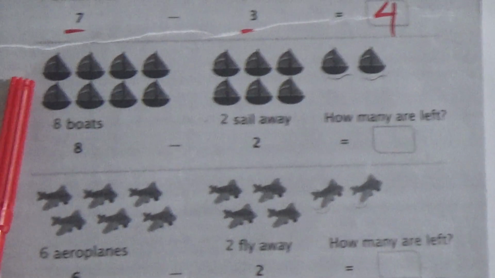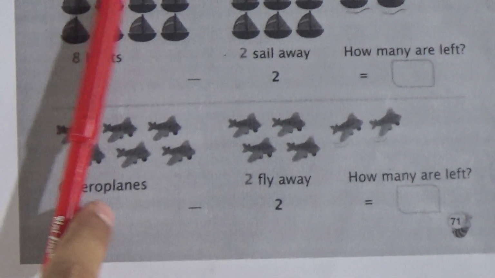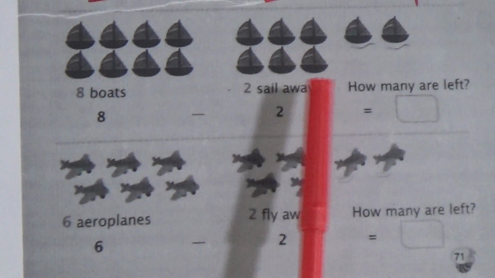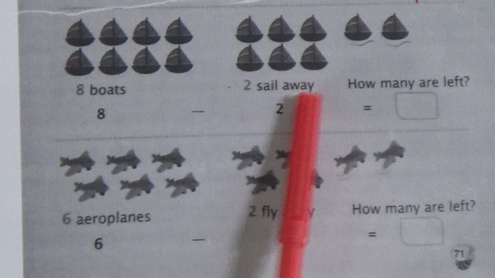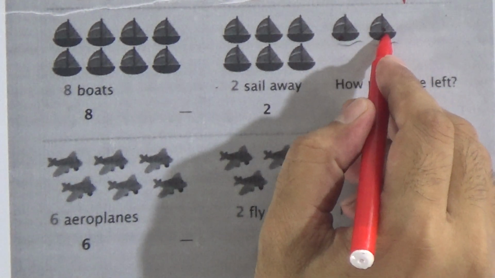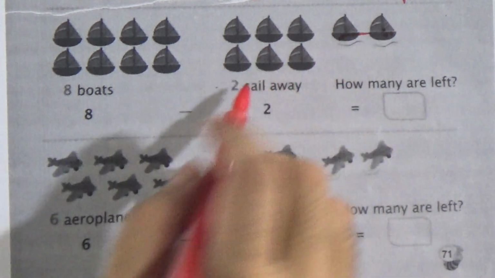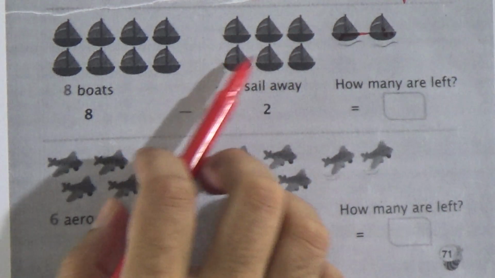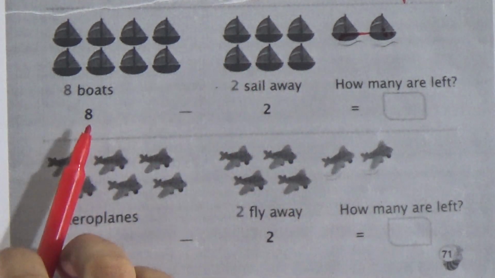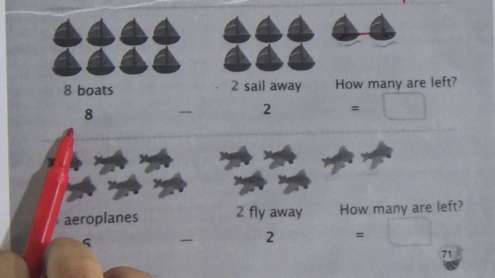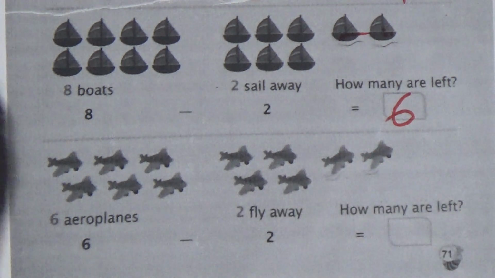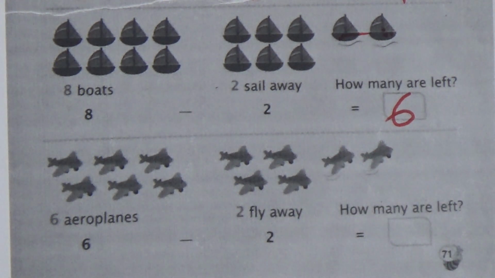Okay, dear students, now see the next one. How many boats here? 1, 2, 3, 4, 5, 6, 7, 8. So 8 boats here. 2 boats sail away. 1, 2. If these 2 sail away, then how many left? 1, 2, 3, 4, 5, 6. So we can say 6 left. It means that if we subtract 2 from 8, we will get 6, as 6 boats left.